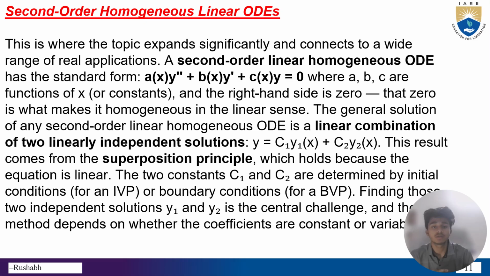The general solution of any second order linear homogeneous ODE is a linear combination of two linearly independent solutions: y = c1y1(x) + c2y2(x). This result comes from the superposition principle, which holds because the equation is linear. The two constants c1 and c2 are determined by initial conditions for an IVP or boundary conditions for a BVP. Finding those two independent solutions y1 and y2 is a central challenge, and the method depends on whether the coefficients are constant or variable.